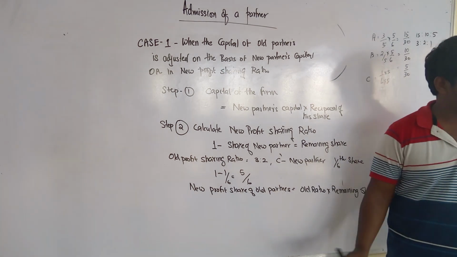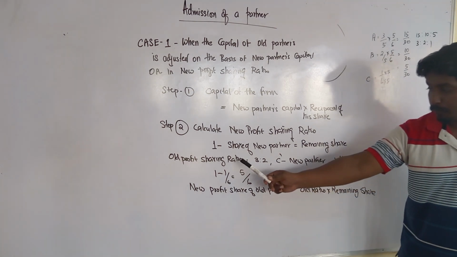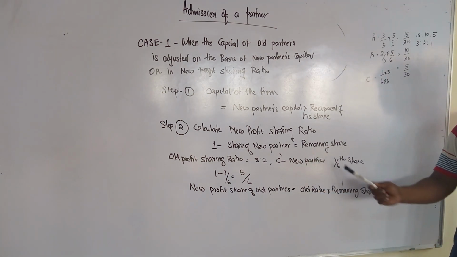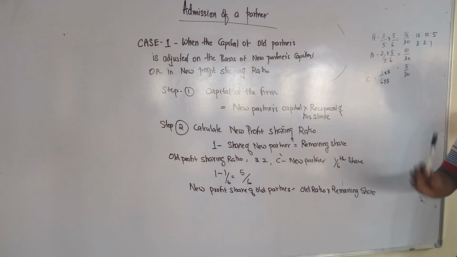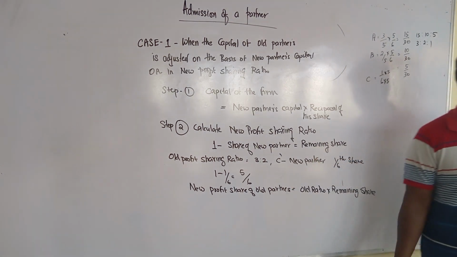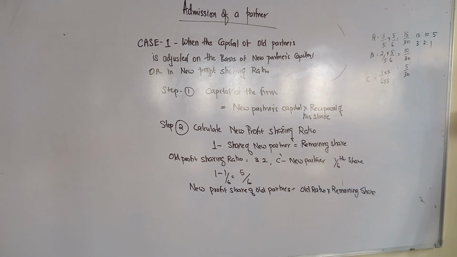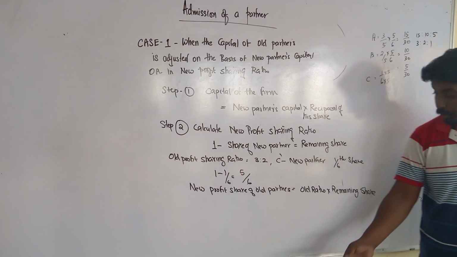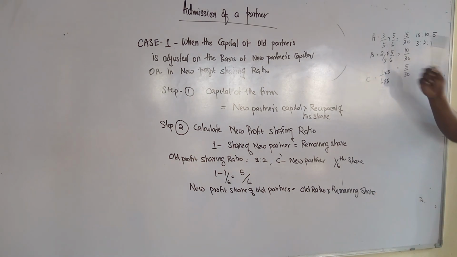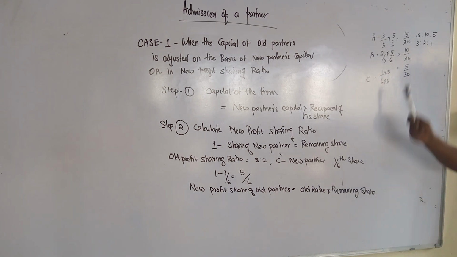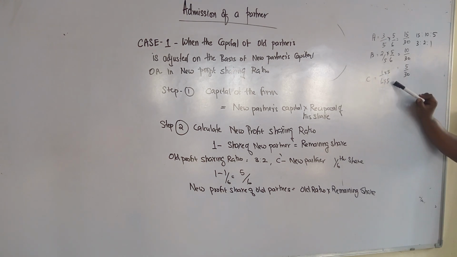So I'm just explaining with an example. Suppose old profit sharing is 3:2. The new partner is C, whose share is 1 by 6. So what do we do first? 1 minus share of new partner, that is 1 minus 1 by 6, which is 5 by 6. Then we find the new profit sharing ratio. How? Old ratio into remaining share. A's old ratio 3 by 5 into remaining share 5 by 6, I got 15 by 30. B's 2 by 5 into 5 by 6, I got 10 by 30. C's 1 by 6 into 5 by 5. Why did I do 5 by 5? Because the denominator should be the same, so I multiplied by the same number. Now I got the new ratio, which is 3:2:1.